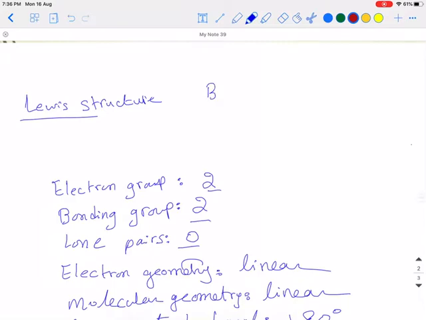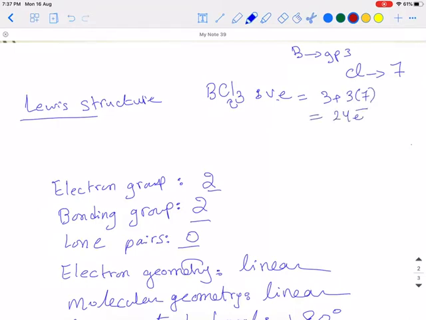Let us first of all, as usual, draw it according to Lewis. First of all, the valence electron. Boron belongs to group 3 and chlorine belongs to group 7. So the valence electron is 3 plus 3 times 7, which is 21 plus 3, 24 electrons. Now let us draw it according to Lewis. Boron surrounded, first of all we draw the single bonds.